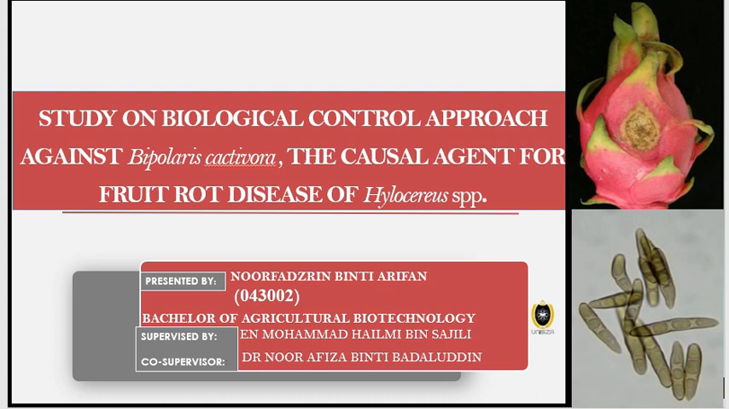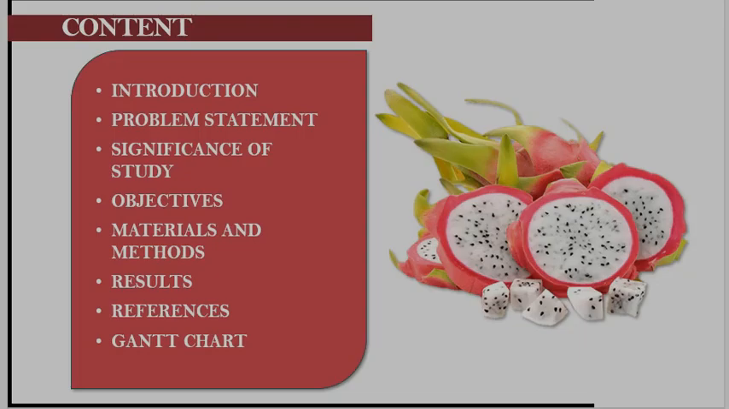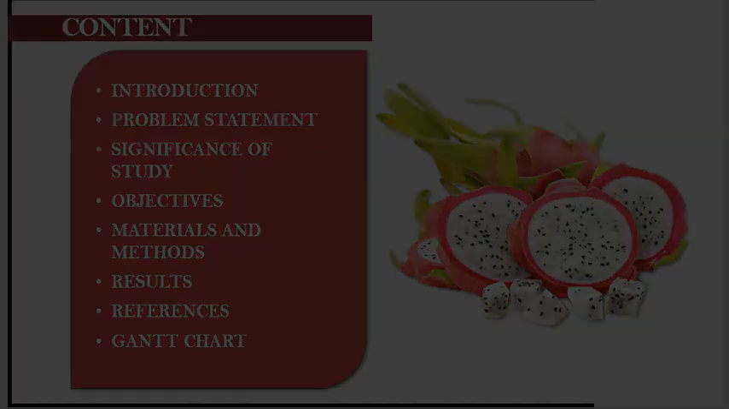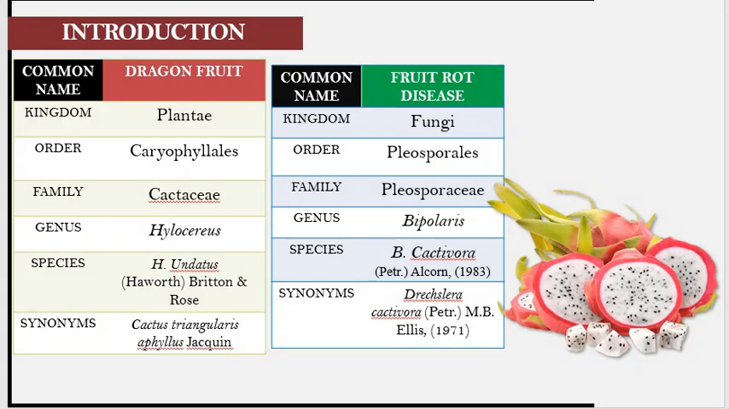Today I would like to present about my final year project progress entitled Study on Biological Control Approach Against Bipolaris cactivora, the causal agent for fruit rot disease of Hylocereus species. My presentation contains the introduction, problem statement, significance of study, objective, materials and methods, result, references, and lastly, Gantt chart. The common name of Hylocereus species is dragon fruit, Hylocereus undatus, Haworth, Britton, and Rose.